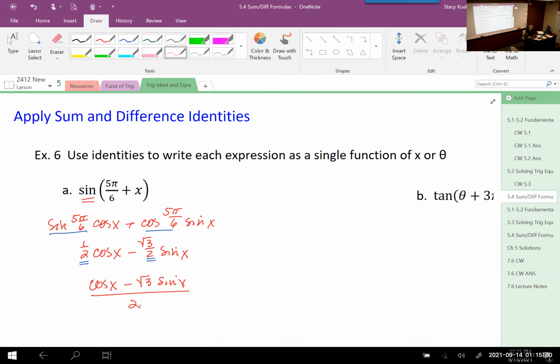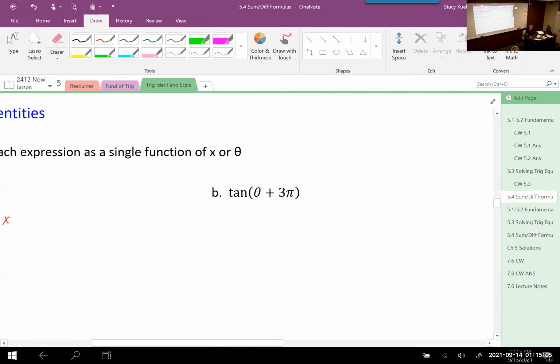Let's see if we can do the same thing, only use tangent, okay? Easy. So here I have tangent of theta plus 3 pi. I want to rewrite this, simplifying it basically, because I have a variable that's kind of hiding in that argument position. What I'm trying to do here is get it out of that argument position. So this is the sum identity for tangent.